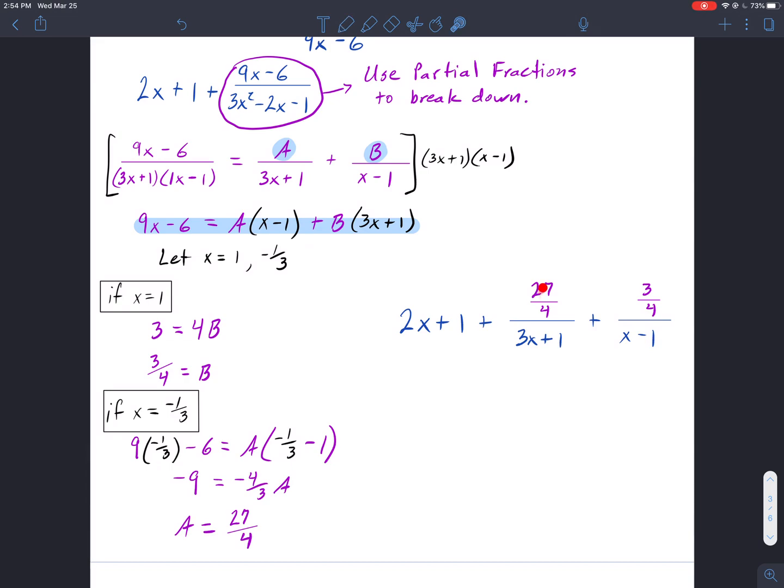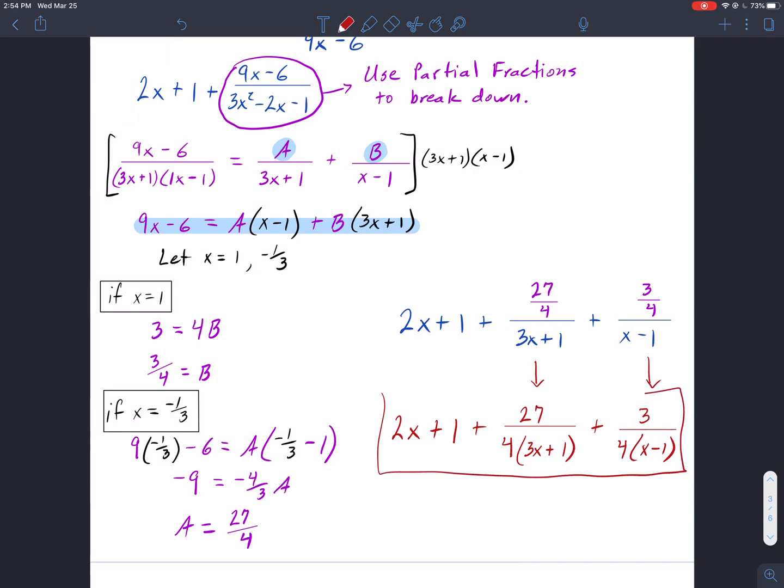You can't keep a fraction over a fraction or a fraction in a fraction. It's not allowed. So instead, the answer would be 2x plus 1, we're not messing with that, plus 27 over, the 4 jumps into the denominator with the 3x plus 1. We don't have to multiply it, we just move it down. And for the other expression, the 4 jumps down: 3 over 4 times x minus 1. This is the answer that would be acceptable on my math lab. That's the only thing that would be accepted here.